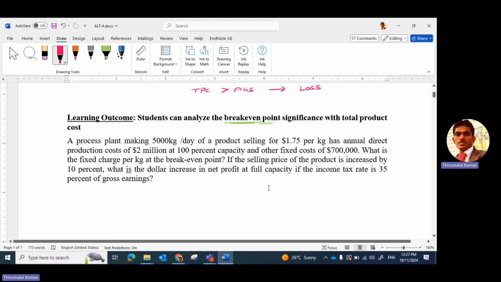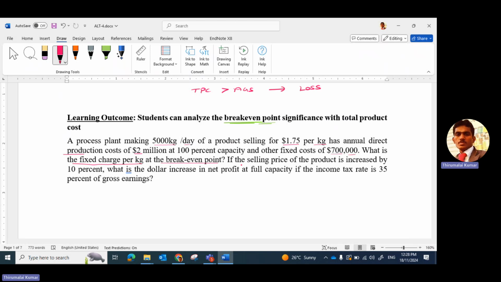So let us read the problem here. A process plant is making 5,000 kilogram of a product per day. Currently, they are selling for $1.75 for 1 kilogram. It has an annual direct production cost of 2 million at 100% capacity and other fixed cost of $700,000. In that case, what is the fixed charge, that is, the minimum cost for 1 kilogram of product at break-even point?